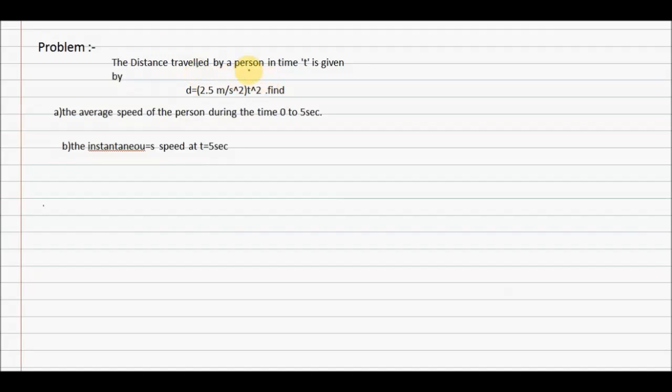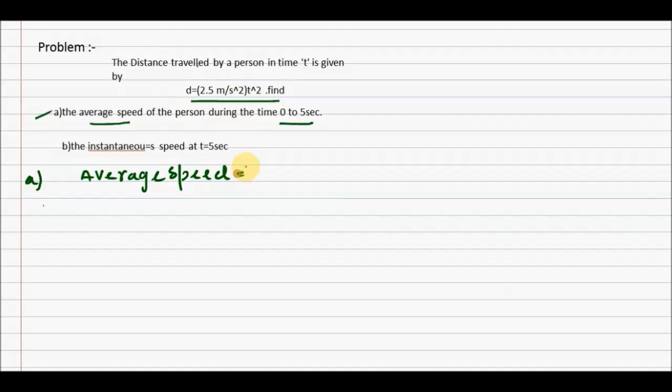Now, let me say the problem. The distance traveled by a person in time t is given by this equation, right? This is an equation of distance traveled by a person. Now, firstly, we need to calculate the average speed of that person during 0 to 5 seconds, right? So let's talk about our part A. Now we want to know the average speed.